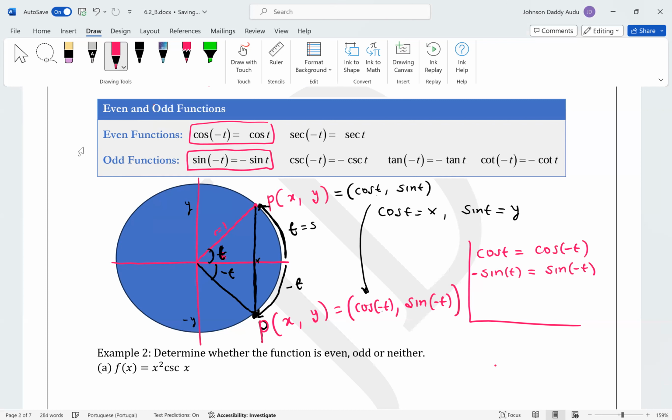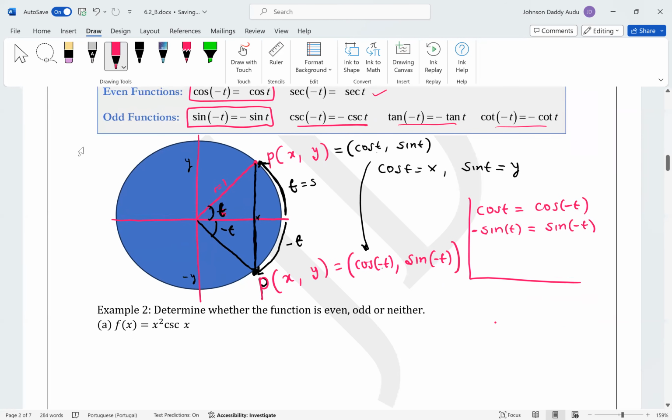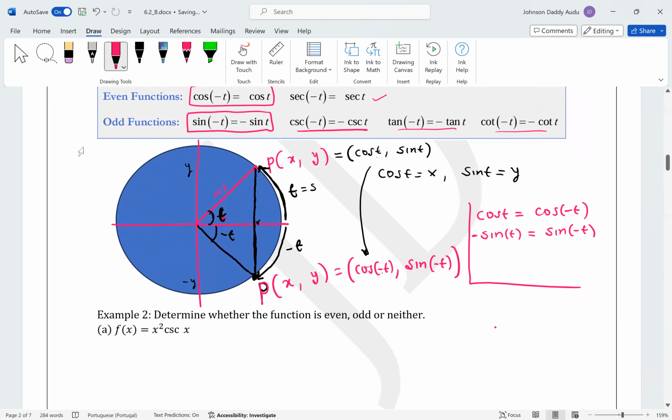And once you've established that, you can establish the remaining, because sec is the reciprocal of cosine. So it's also going to follow the same thing, which is going to be even. But cosec is odd. Then tan is also odd, and cotan is also odd.